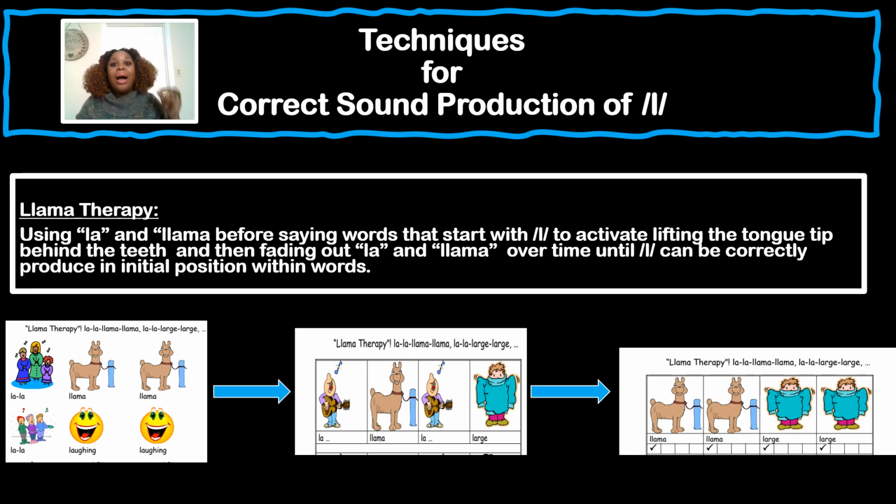La, la, la, la, la, la, la, or la, la, la, li, lo, so that they can say it in different simple syllables. And once they're able to do that, then you can introduce it in words. So I hope that makes sense.